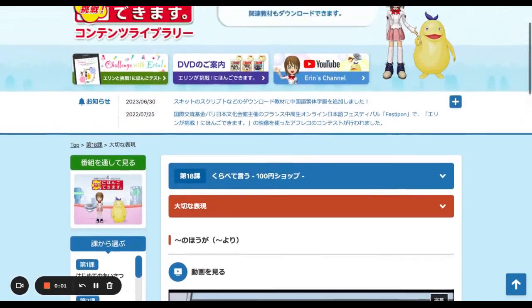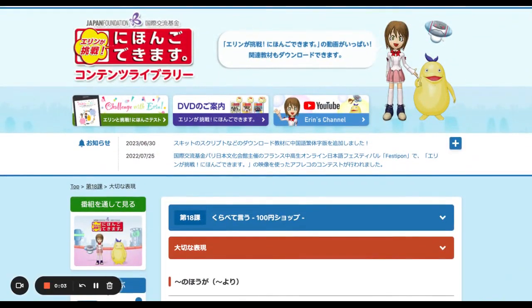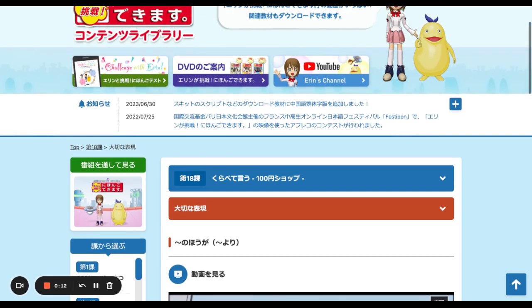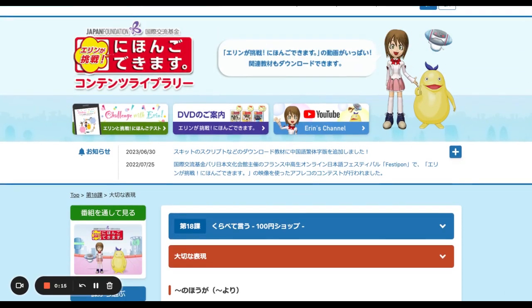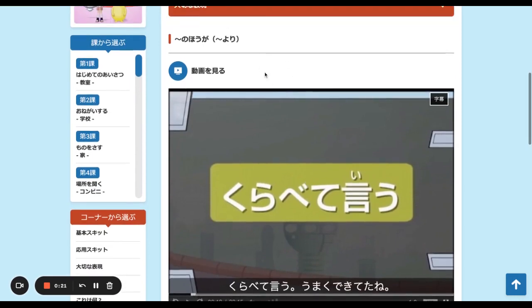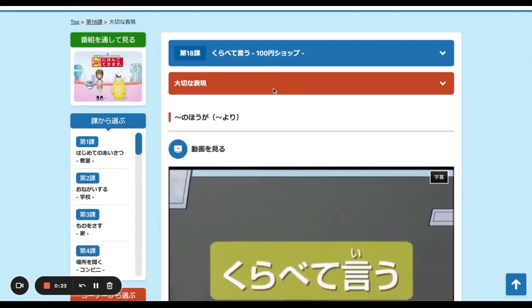So this is a well-known website called Erin ga Chousen. It's done by the Japan Foundation. The textbook is also authored by Japan Foundation editors or writers. This is a comparison pattern, and it's lesson 18. 比べて. Remember, 比べます. So 言います is to say, right? Say it after comparing.